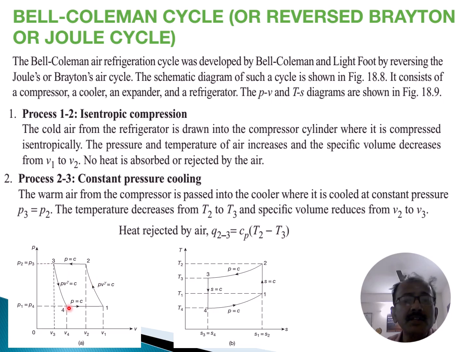Again 3 to 4 is the expansion. Due to the expansion, the volume will increase, and from 3 to 4 the temperature again falls. Then 4 to 1 is the constant pressure process. The volume will expand, and the temperature will again rise.